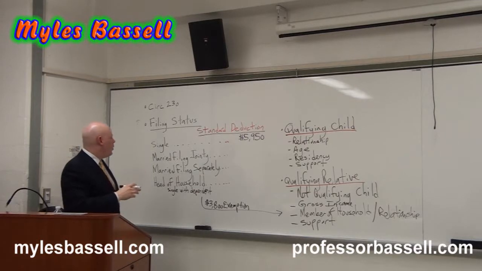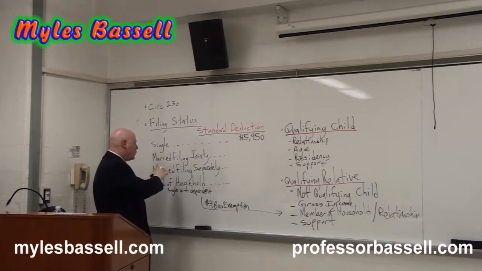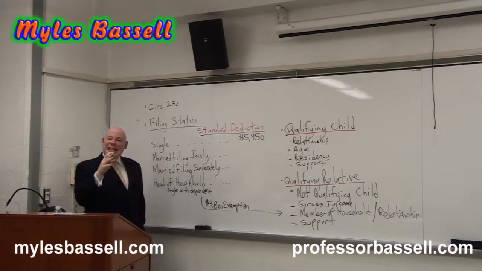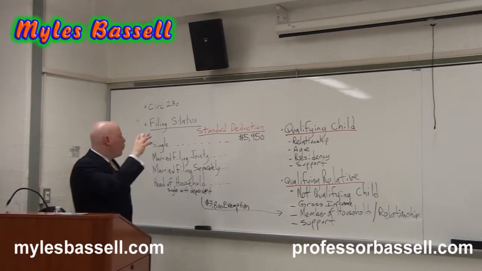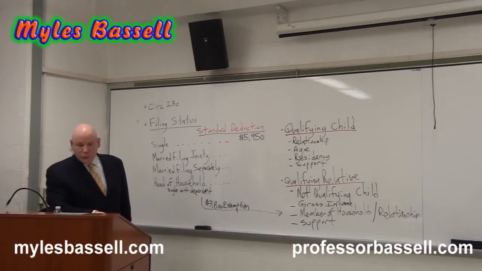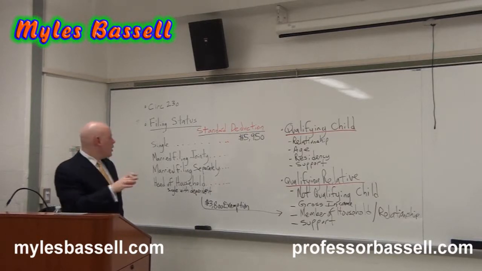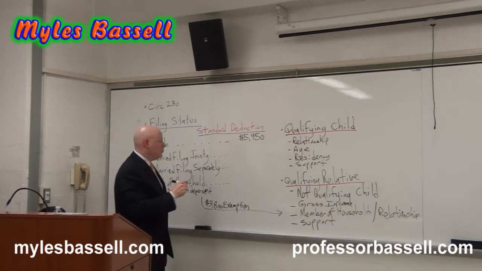What about if you're married as of the last day of the year? What is the standard deduction, filing jointly or separate? Filing jointly. Oh, $11,900.